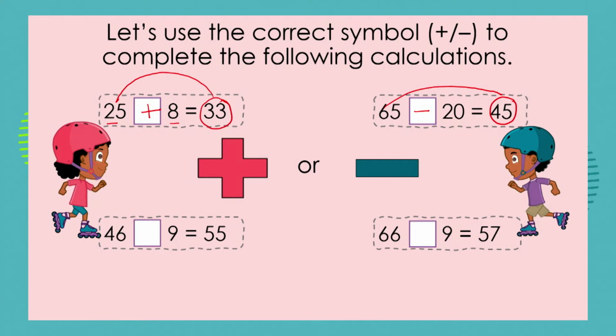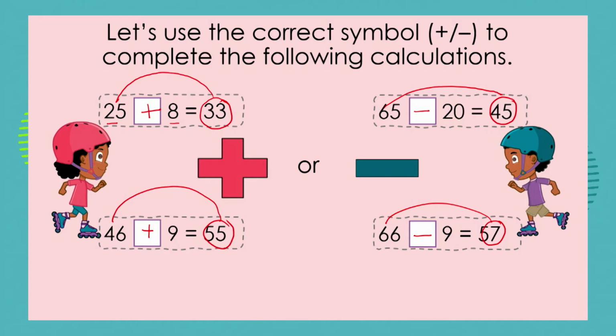Let's try 46 and 9. So we've got to take 46 and 9 and make 55. Let's compare 55 with 46. 55 is greater than 46, so we need to add some more to it, so we write a plus sign. And then when we take 66 and 9 and we need to make 57, we compare 57 with 66, it is smaller than, so we need to minus 9.